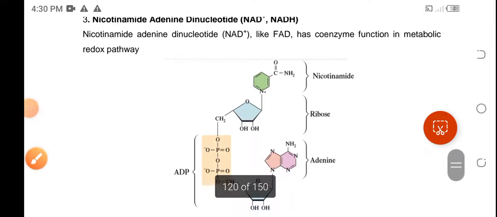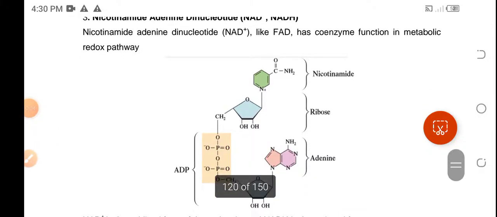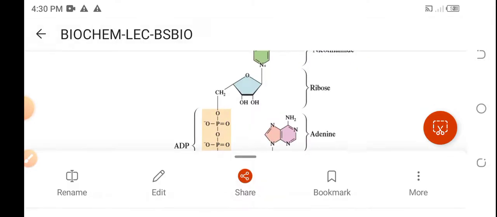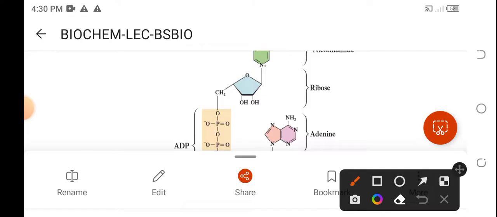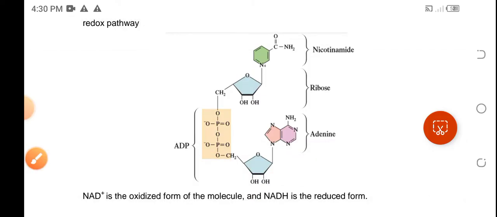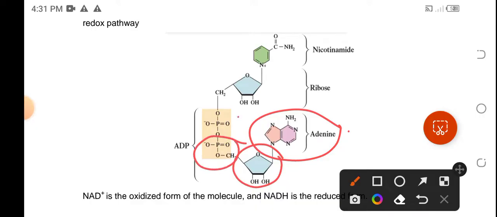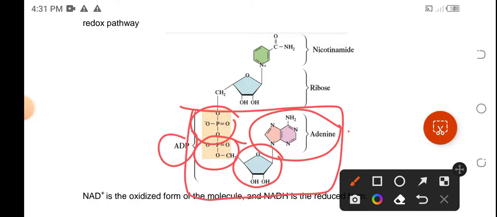Okay, dun sa ating structure ng ating nicotinamide adenine dinucleotide, so meron pa rin tayong adenine. That's the nitrogenous base. We have here the pentose sugar ribose. We still have two molecules of phosphate. That's why these are collectively known as the ADP, adenosine diphosphate.